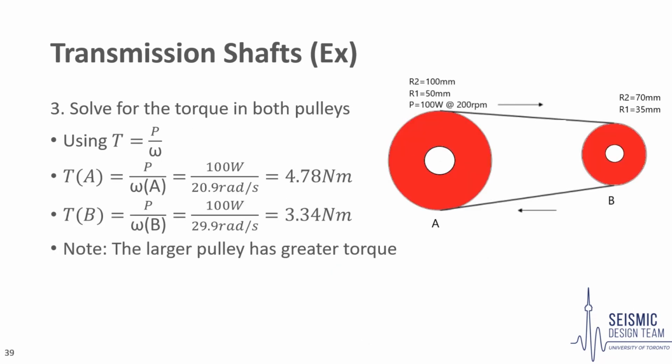Next, we can solve for the torque in each pulley. Using the formula torque is equal to power divided by angular velocity, the torque in pulley A is 4.78 Newton meters, and the torque in pulley B is 3.34 Newton meters. Power is the same for both pulleys in a system, as we assume there is no loss due to friction. Also, the larger pulley has a greater torque as a result of its lesser angular velocity.